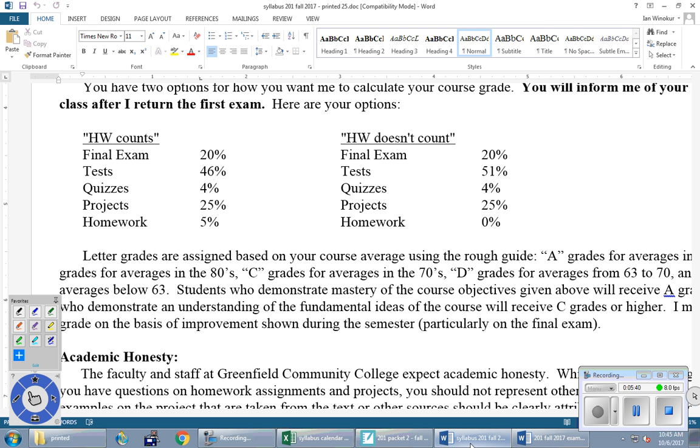Decide for me over the weekend and then tell me on our next class. So I will ask you next class. Each of you I will ask, does homework count or homework not count? I'm assuming most of you are going to want homework to count. It minimizes the impact of a bad test, maximizes the free points that you get for homework.